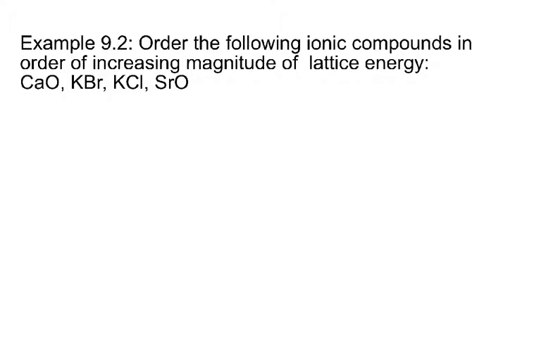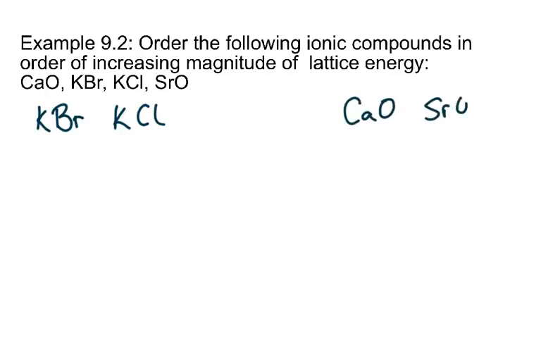So let's work through an example. Order the following ionic compounds in order of increasing magnitude of lattice energy. So we're going to compare our potassium bromide to potassium chloride. Then we're going to compare our calcium oxide to our strontium oxide. Then we'll think about what order they should be in, and we're going in increasing overall.